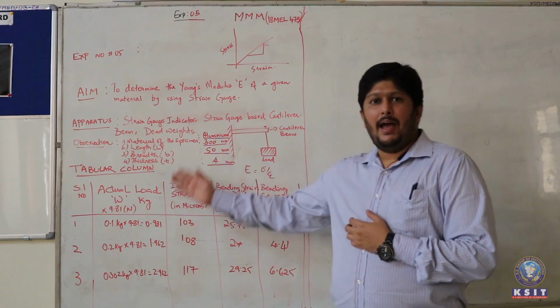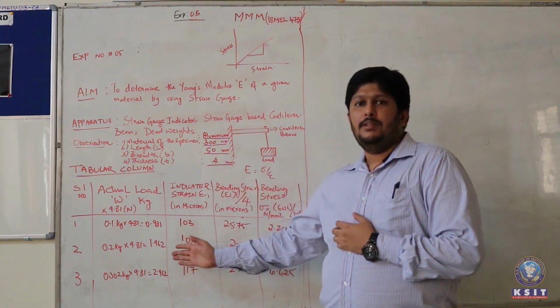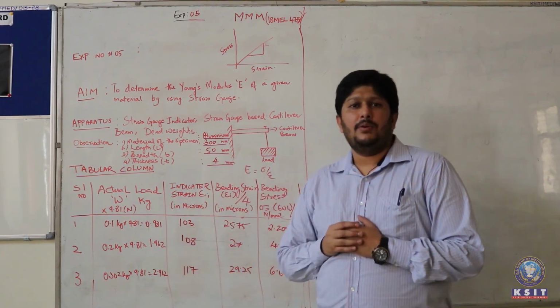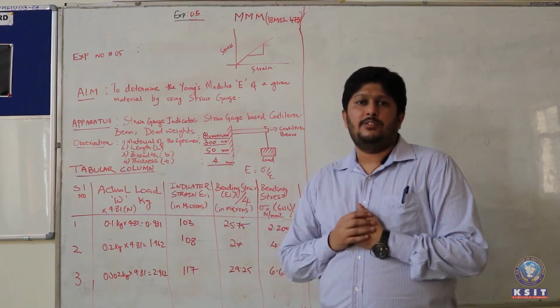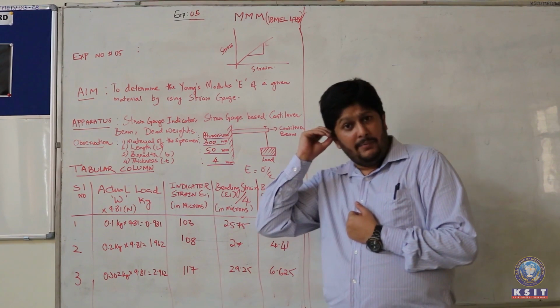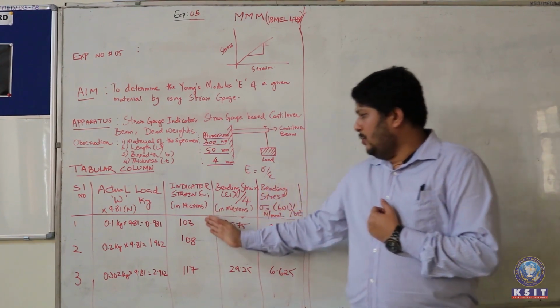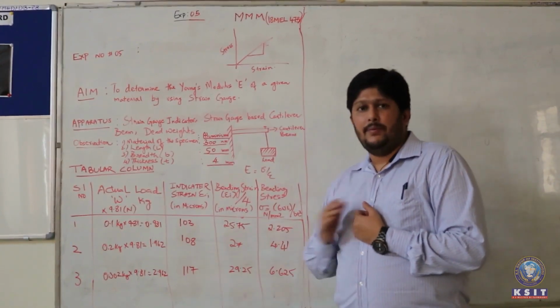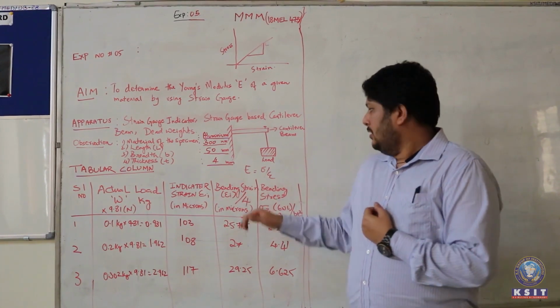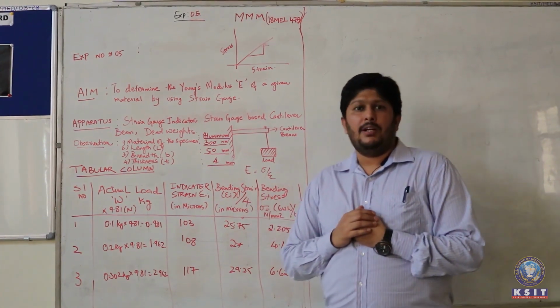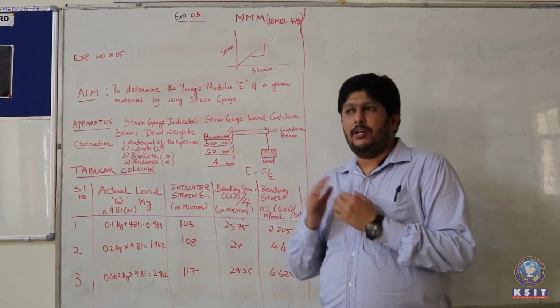And once we get the values of the weights in newtons, then we're going to see the readings that were taken in the instrument. The readings are in strain microns, as we saw in the instrument panel as well, and we got the values 103, 108 and 117. Okay, next we divide that by 4. You might wonder why by 4. That is nothing but the bridge constant. You don't have to worry about it.